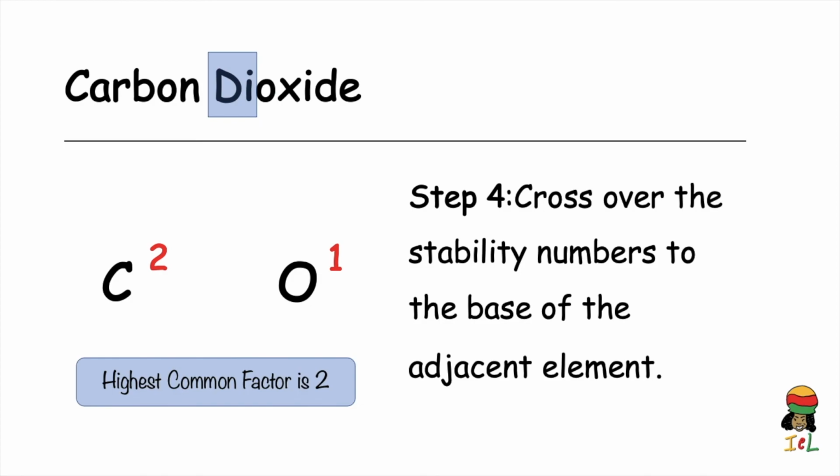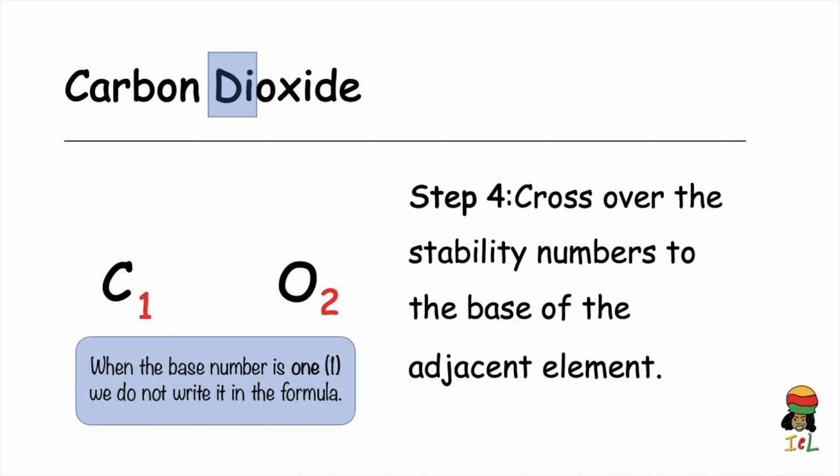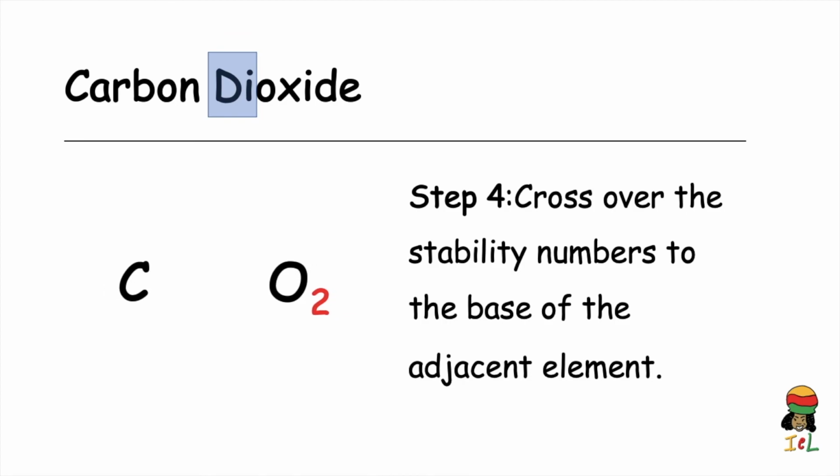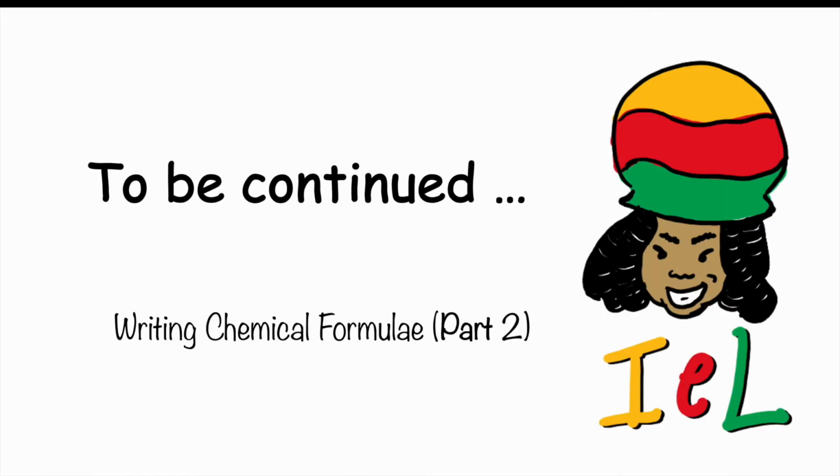Step 4, cross over the stability numbers to the base of the adjacent elements. So 2 goes to the base of oxygen and 1 to the base of carbon. If the base number is 1, it is erased and not written in the chemical formula. Therefore, the chemical formula for carbon dioxide is CO2, where the atoms have bonded in the ratio of 1 carbon to 2 oxygen atoms. This lesson will be continued with part 2.